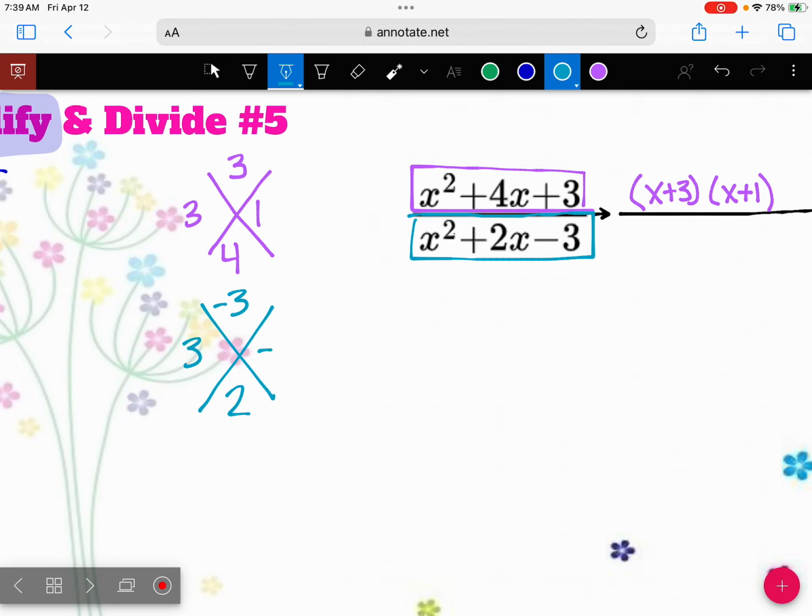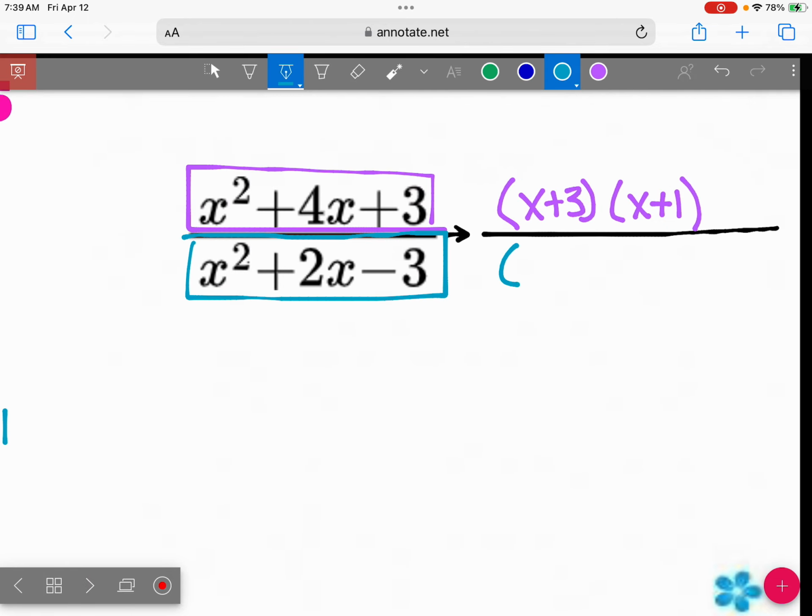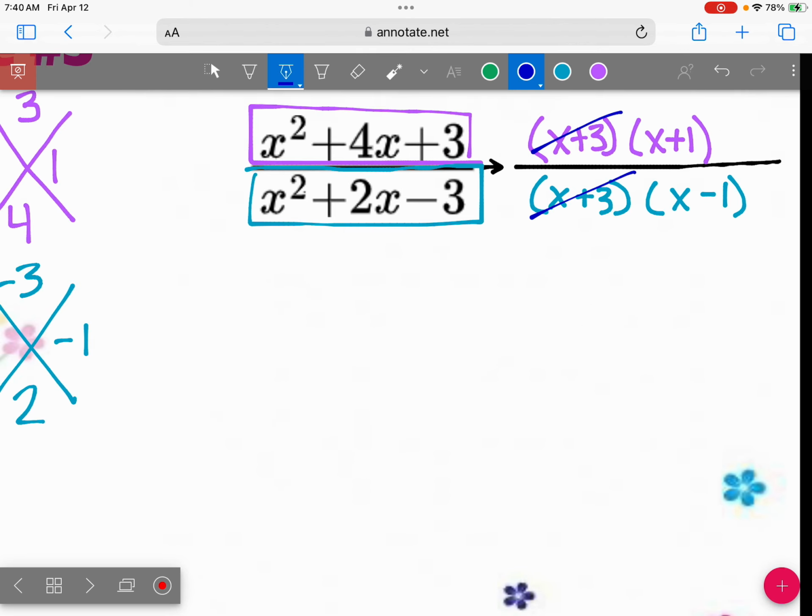Three and -1. So I can write this in its factored form as x plus 3, x minus 1. And we can see here that our instructions actually did give us a big clue, because I can simplify this. What cancels out? The x plus 3's. So we're really just looking at x plus 1 over x minus 1. This is what we need to divide, and we are going to divide it.